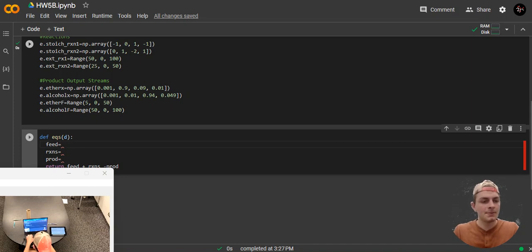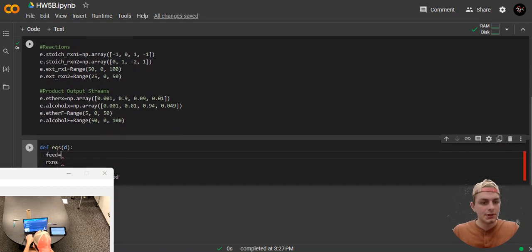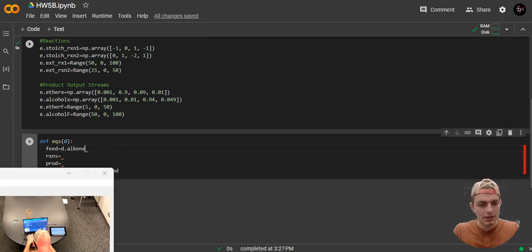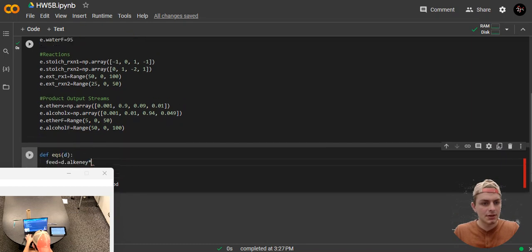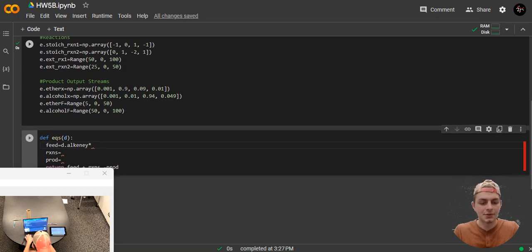Now, the feed here is going to be the alkene molar flow rate times its mole fraction, and I am writing that in the opposite way that I said that. I realized that. And then to that we want to add our water mole fraction multiplied by our water flow rate. And I'm going to spread all this out here. There we go. So that's going to be our feeds.